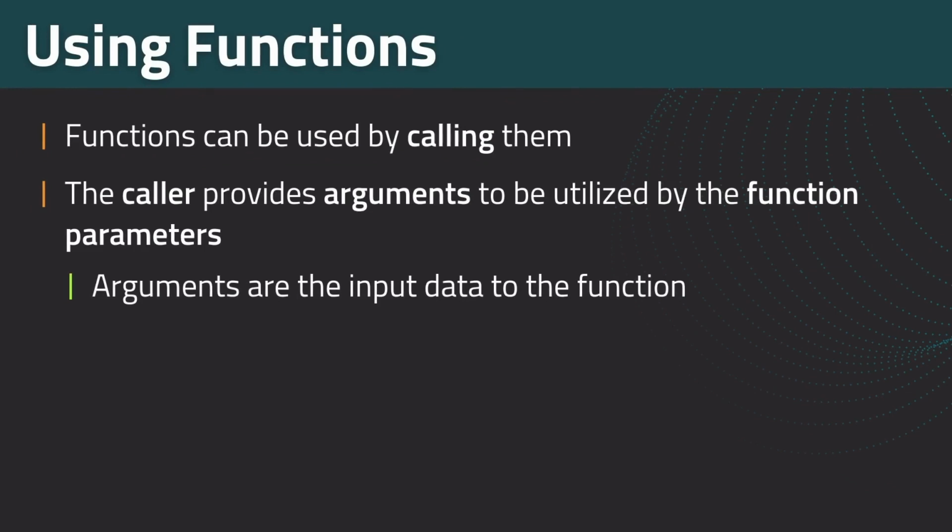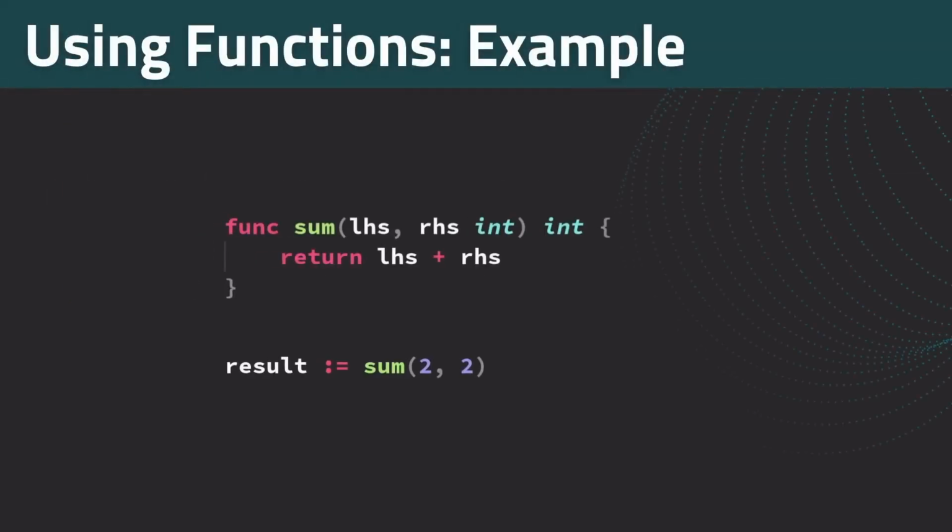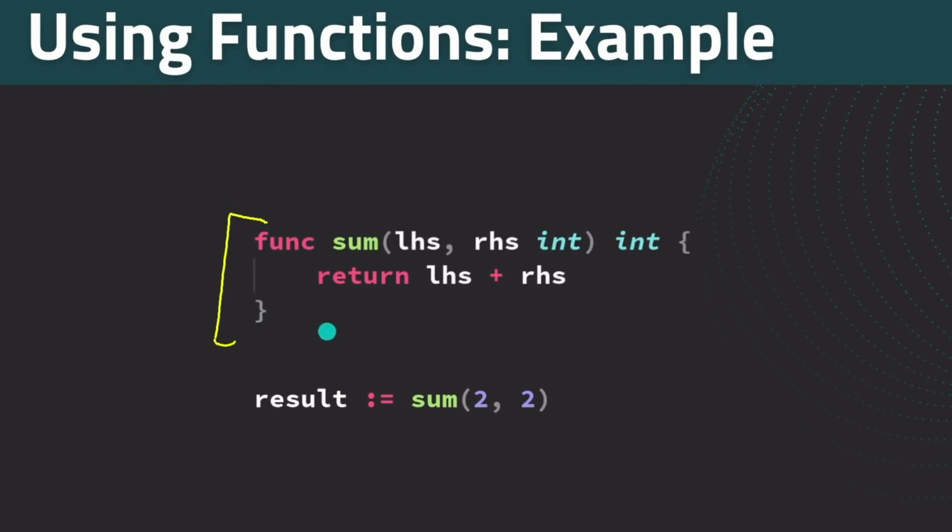When we use functions, it is referred to as calling functions. The caller of the function provides arguments to be utilized by the function parameters. Arguments are the input data to the function. So here's our sum function that we just wrote earlier, and we have a create and assign variable here using the create and assign operator, and we're creating and assigning the value of this function.